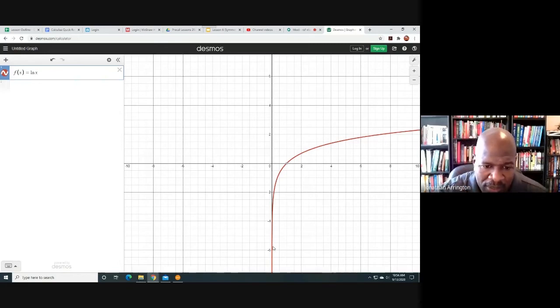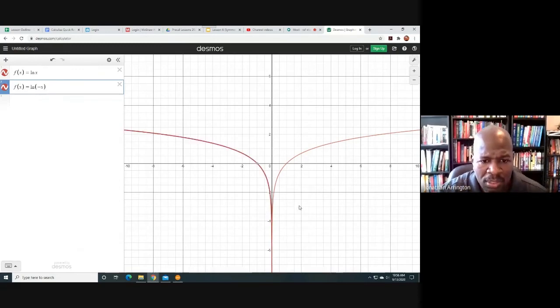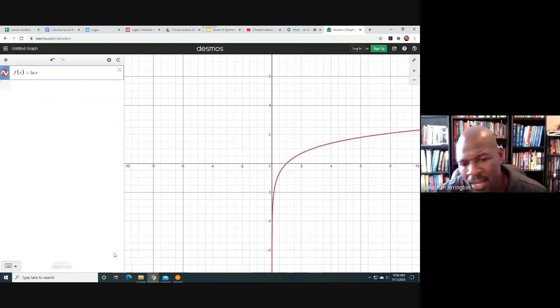If this was even, what I see on this side of the y-axis, I would have to see a mirror image on the other side of the y-axis. This is how it would look if it was even. You would have to see the same thing on both sides of the y-axis, but obviously you don't see that, so it's not even. Is it odd?